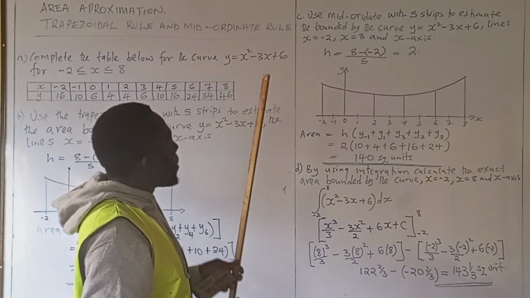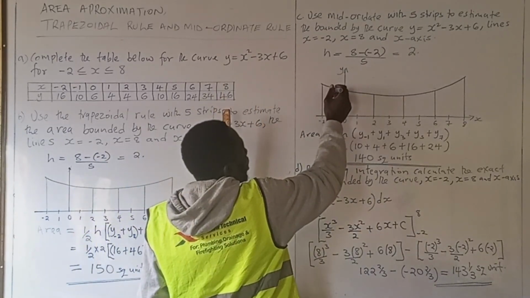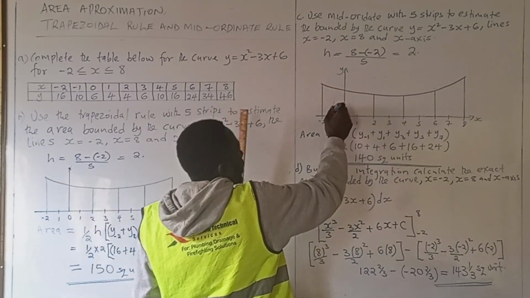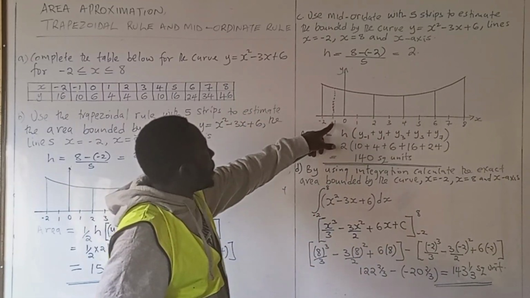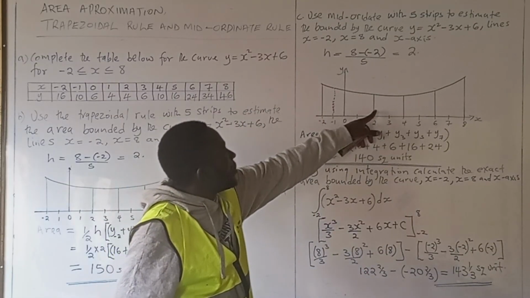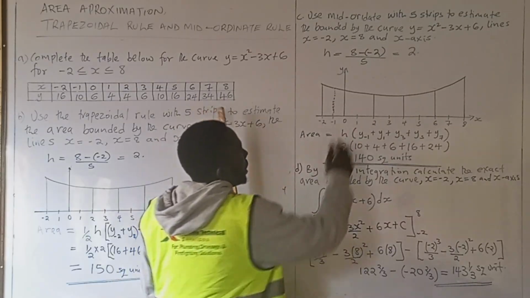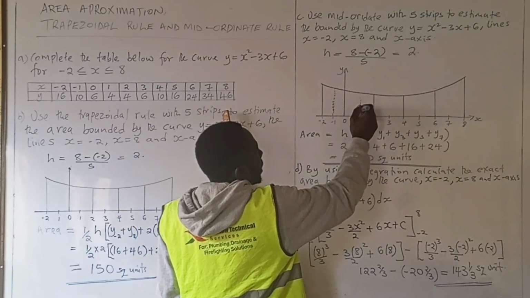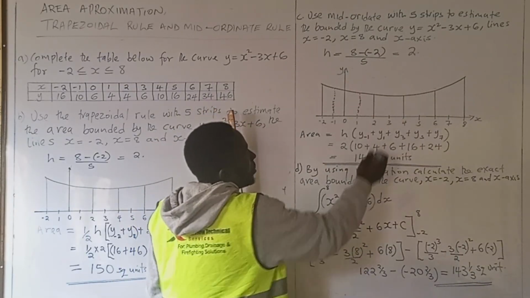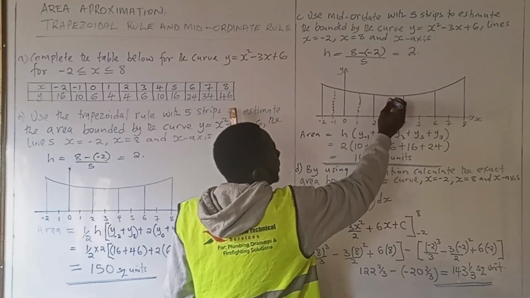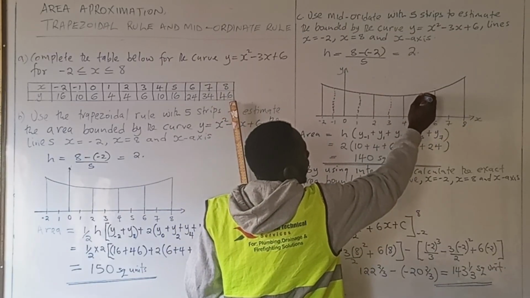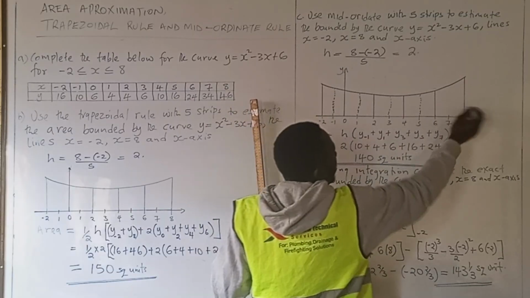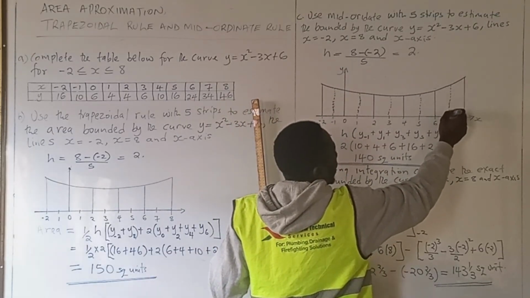So now the middle. You divide each strip to get the middle value. The middle value of the first strip will be at -1. The middle value of the next strip is 1. Then the middle value for this strip is 3. The middle value for this one is 5, and the middle value for this one is 7.